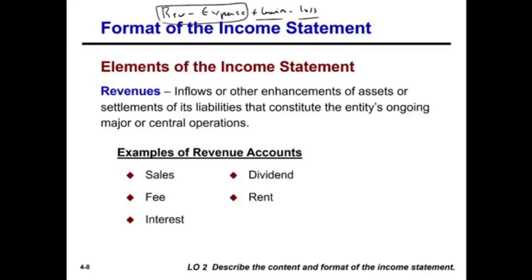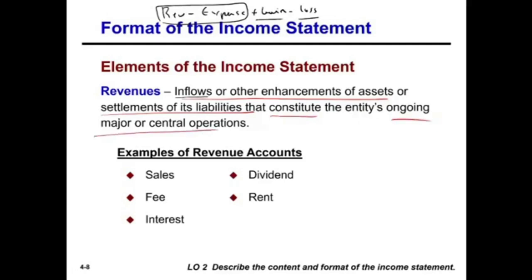We talked about gains and losses in chapter 2 to define them, and we're going to look at them again. Let's look at each element separately, although we covered this in a prior session, it's good to go back and review. So what is revenue? Revenue is an inflow or other enhancement of assets or settlement of liabilities, so either you increase your assets or you reduce your liabilities. That's a result that constitutes the entity's ongoing major or central operation.